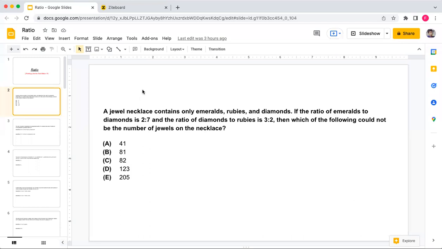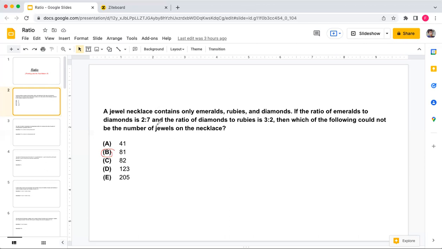Okay, just quickly solve this question. Okay, so what's the answer to this question? 81, B. Yes, 81. This is a very simple question.